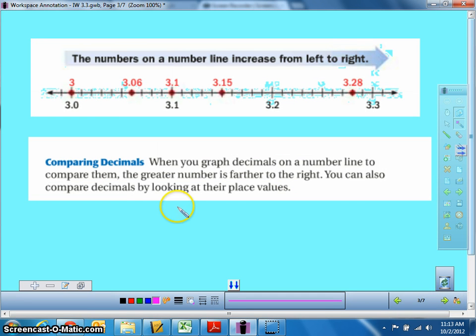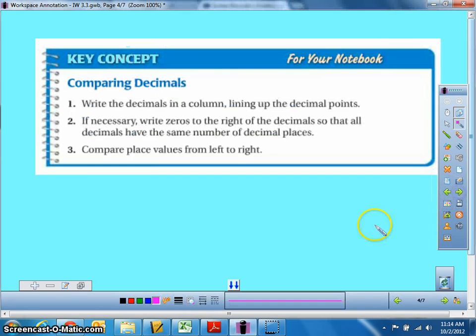We can also use a number line to see where numbers fall. And on a number line, it's important to realize that as we move to the right, our number is going to get bigger. No matter what part of a number line you're looking at, as the number line moves to the right, the numbers will get bigger. So when we graph decimals on a number line to compare them, the biggest numbers are on the right, the smallest numbers are on the left. So we can see that the smallest number here would be 3, and then the next biggest is 3.06, then 3.1, 3.15, and the biggest number on this number line is 3.28. So on a number line, the bigger numbers are to the right.